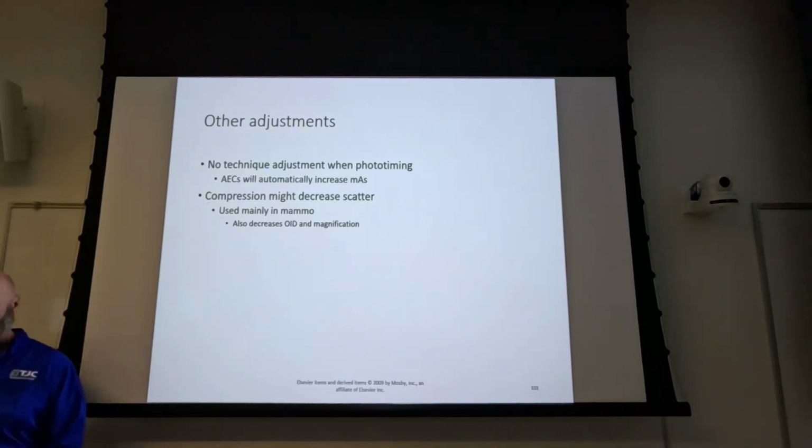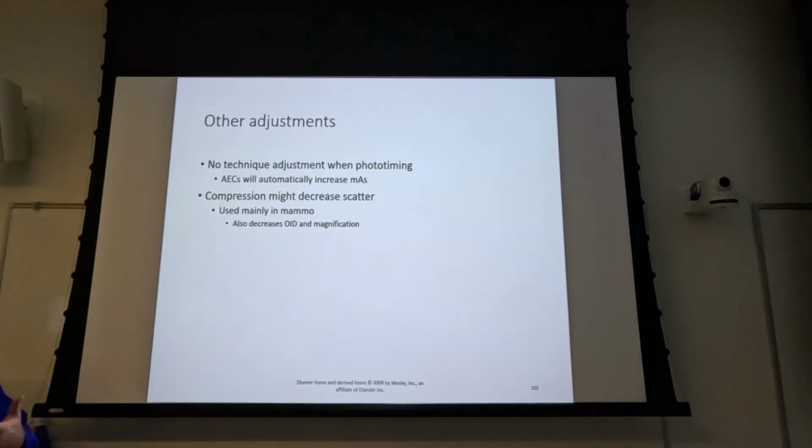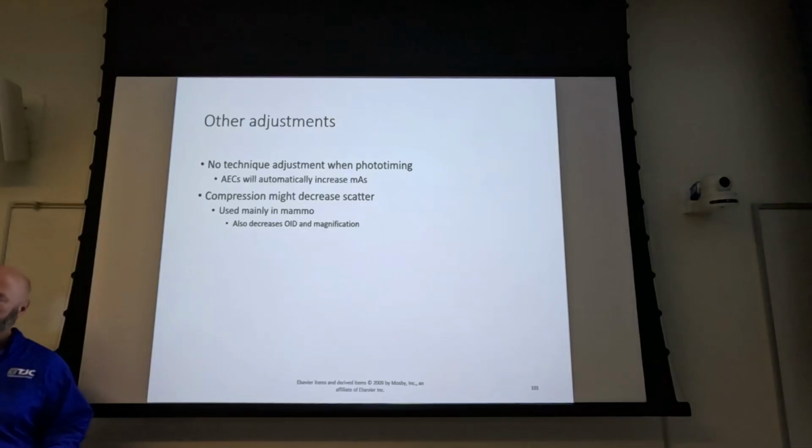KVP. KVP is pretty much the only way you're going to be able to do it. And it's a 15% rule all over again. The thing is, when you're phototiming, your mA is set. So if you increase your kVp, the only variable that's going to change is your time. Your time is going to automatically decrease.